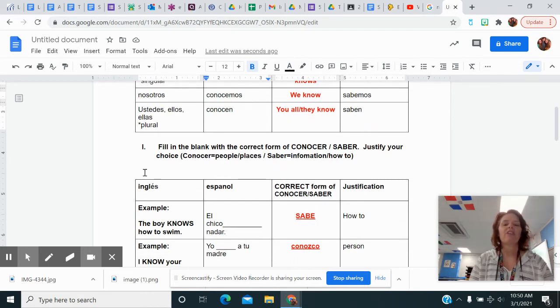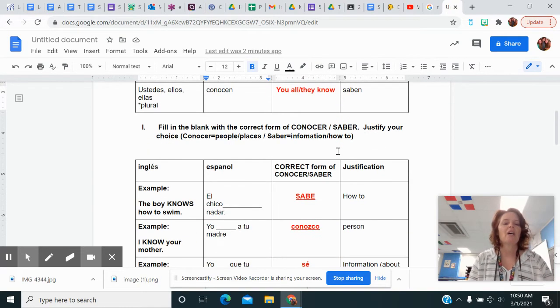All right, so here are the directions for today's work. It says, fill in the blank with the correct form of conocer, so conozco, conoces, conoce, or saber. Sé, make sure you remember that one has an accent, sabe, and so on. And then justify and tell me why you picked the verb you picked.